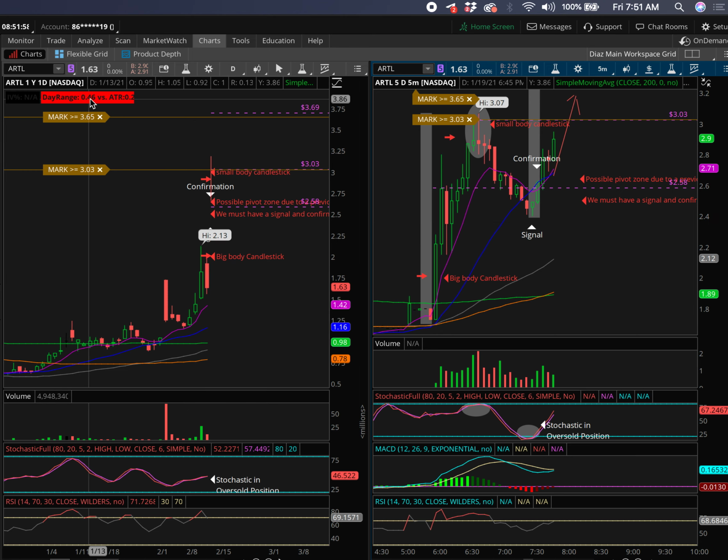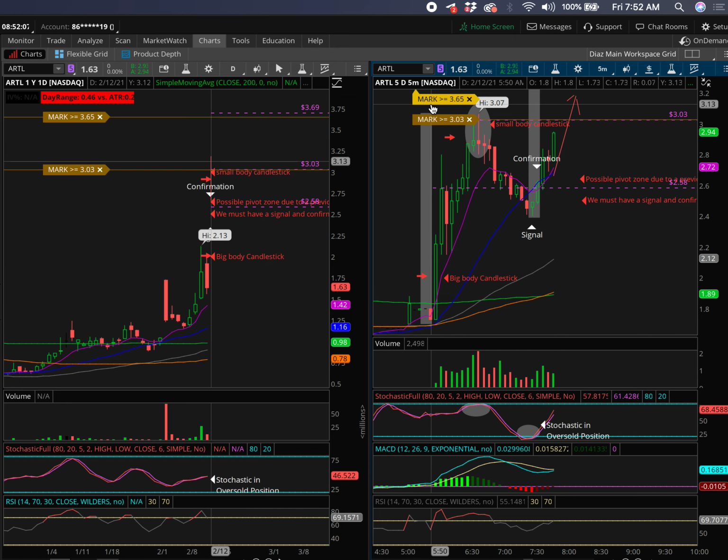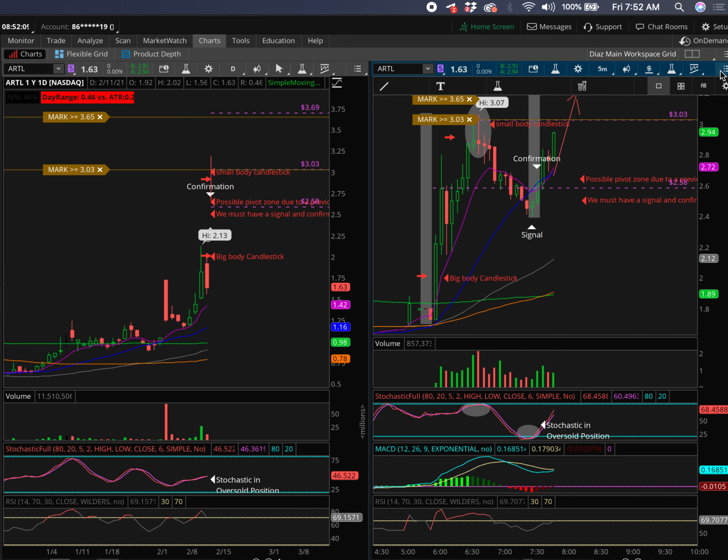Or we could do this daily range, 46. So 10% of that would be 4 cents. So I would do in between 4 to 8 cents. So you would just go back to the intraday chart.